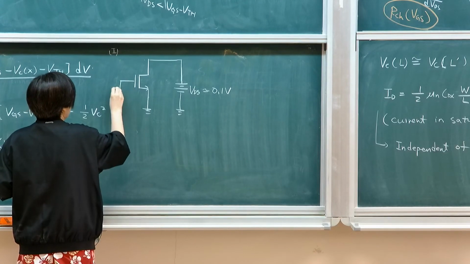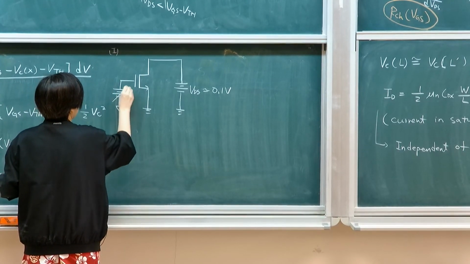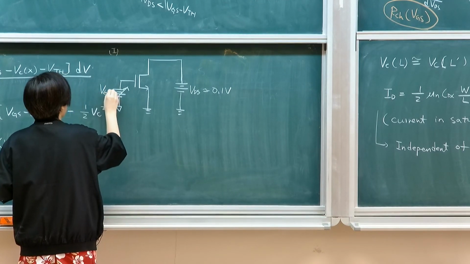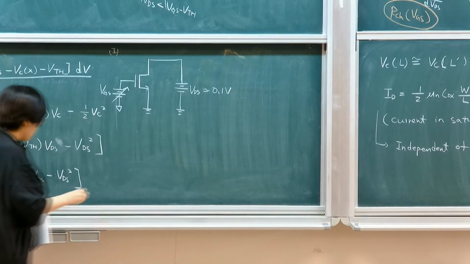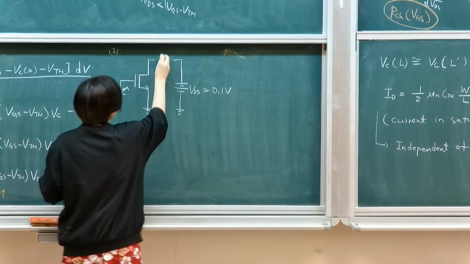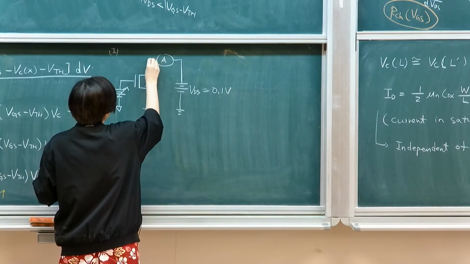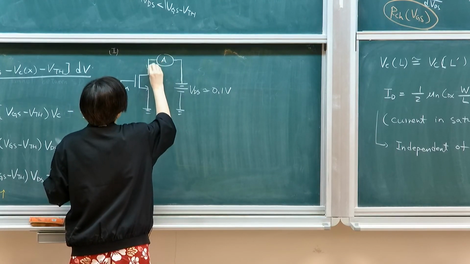And then we sweep this. You sweep VGS and measure drain current. We're going to measure drain current, so we're going to measure ID.